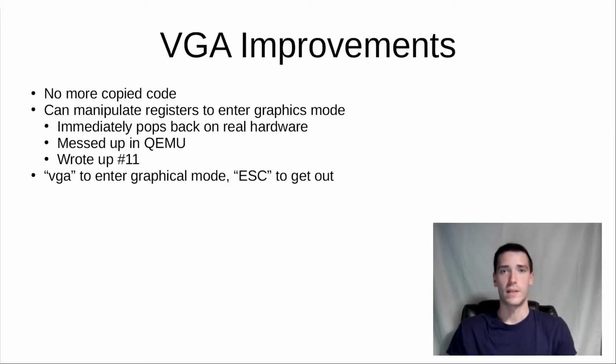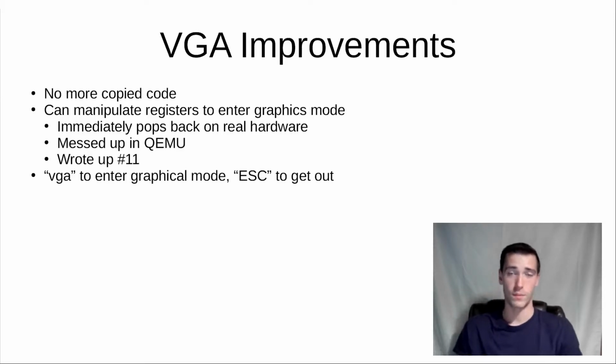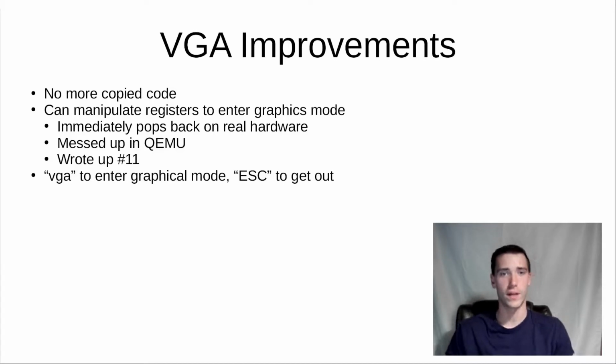So for OS19, we've returned to the problem of VGA not working, made tons of improvements, and other changes to the code base that will be useful down the line. So VGA has no more copied code. Before I used some copied code that I didn't entirely understand just to get it working. I removed that and now am manipulating registers directly in VGA using input and output bytes to enter graphics mode.